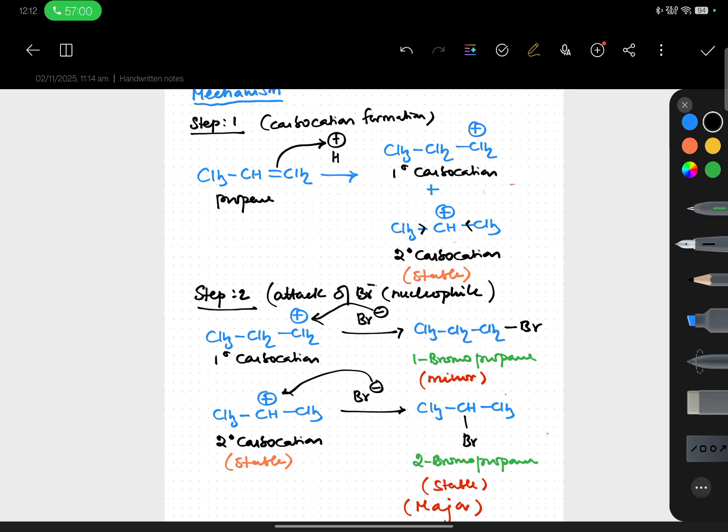So it will give more electrons, thereby it is stabilized. Step 2, what is happening? The bromide ion or the nucleophile will attack the primary carbocation, thereby you get 1-bromo propane, which is a minor product. While in the second example, the bromo attacks the central carbon, thereby you get 2-bromo propane. Please make a note, this 2-bromo propane is major, 1-bromo propane is minor, because we all know that secondary carbocation is more stable. Is that clear? Any doubts or any explanation required?